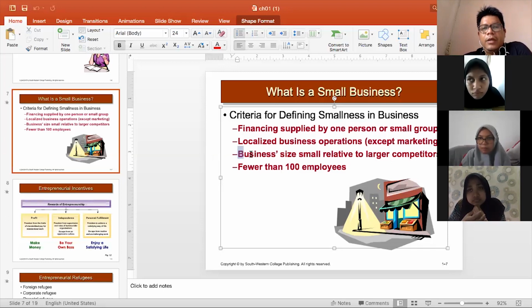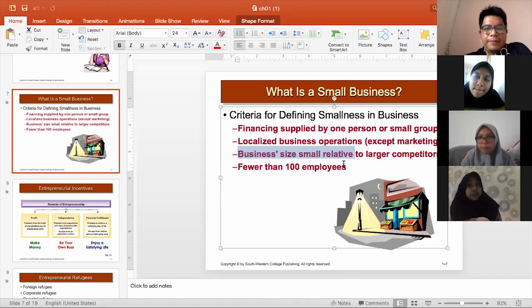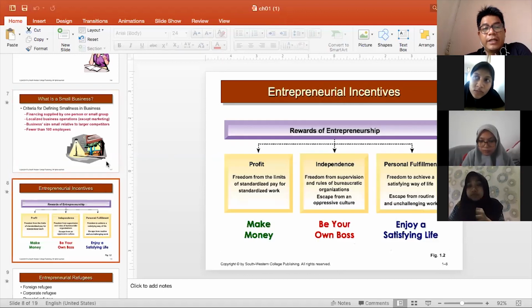Business size small relative to larger competitors. They have larger competitors, but they're relatively small compared to the competitors. Okay, fewer than 100 employees, so under 100 employees.